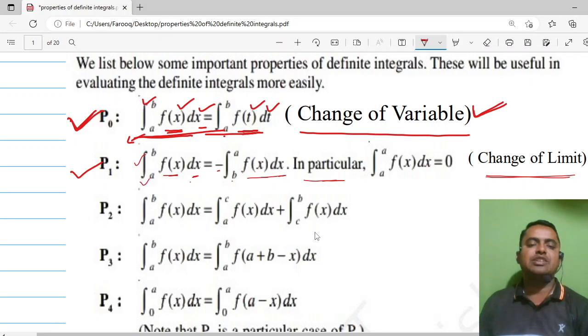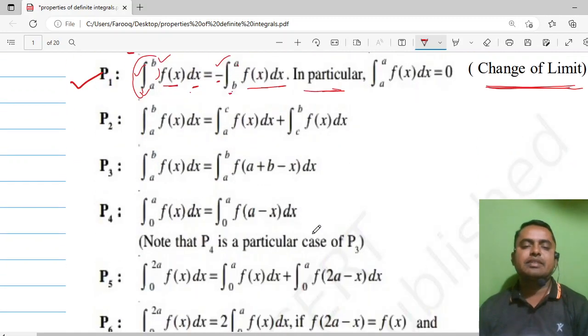Here a is the lower limit, b is the upper limit. If we change the upper limit to lower and lower to upper, then the sign of the integral will change, that is a minus sign. See here, this is b to a of f of x dx, so the sign of the integral is changed. This property is called change of limit property, and we also use it to prove the remaining properties.